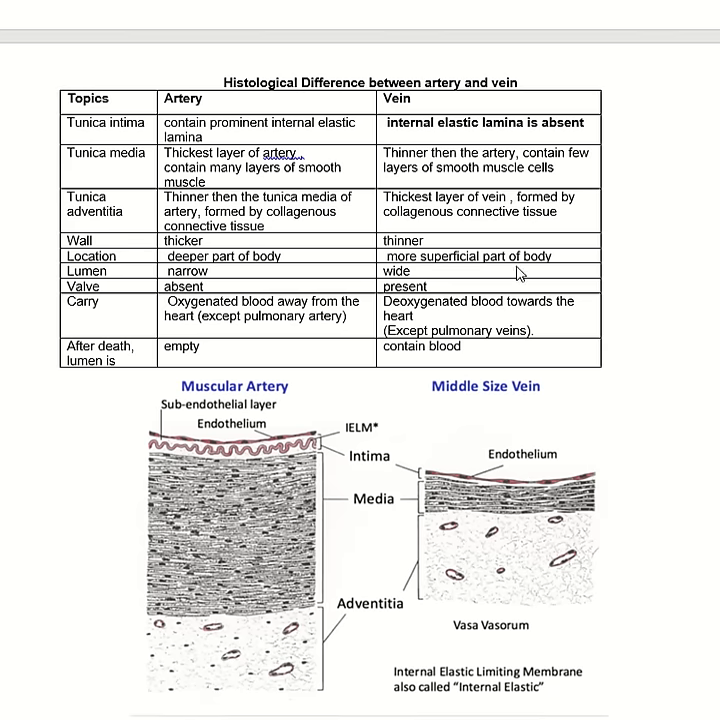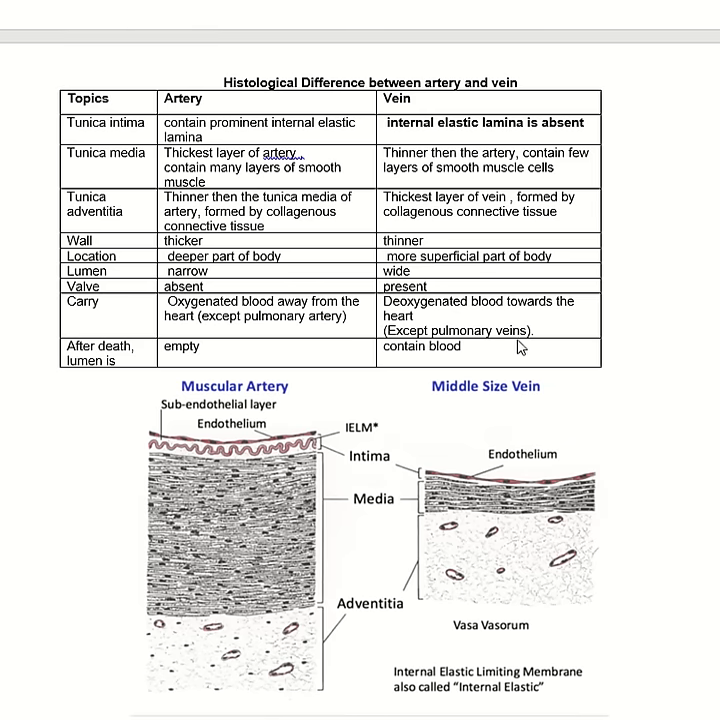Actually, there are two groups of veins usually present in our body: superficial veins and deep veins. Superficial veins are present in the superficial part of the body, but deep veins run with the artery. The lumen of the artery is narrow, but the lumen of the vein is wide and irregular, and usually the artery contains oxygenated blood except the pulmonary artery, and the vein contains deoxygenated blood.